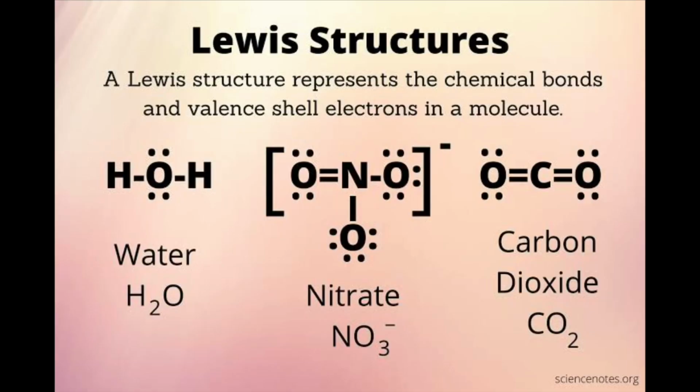Now the Lewis structure is represented by valence electrons in a molecule. Pause the video and try it for yourself to calculate the sigma bonds and lone pairs, which is the 2 electrons. You discover that water has 2 lone pairs and 2 sigma bonds. The nitrate has 3 sigma bonds and 1 pi bond. Lastly, carbon dioxide has 4 lone pairs, 2 sigma bonds, and 2 pi bonds.